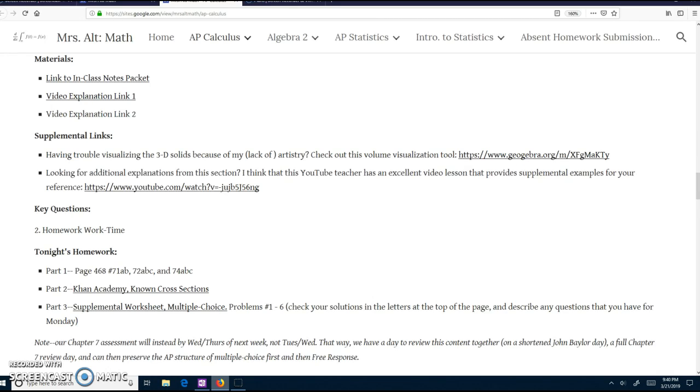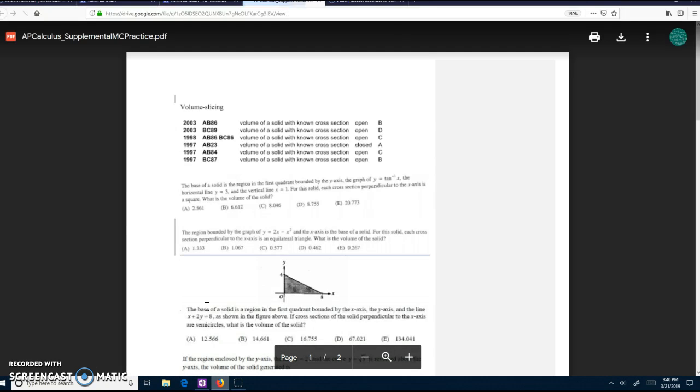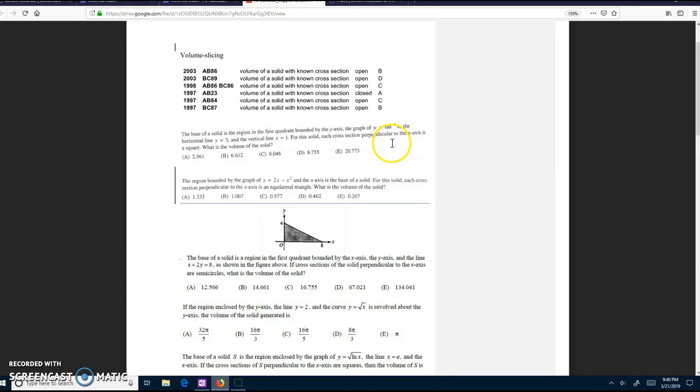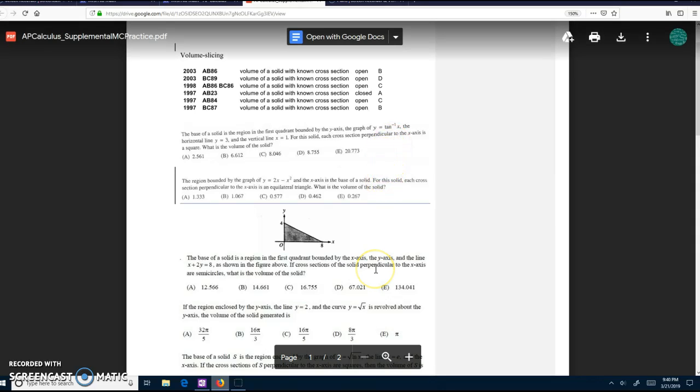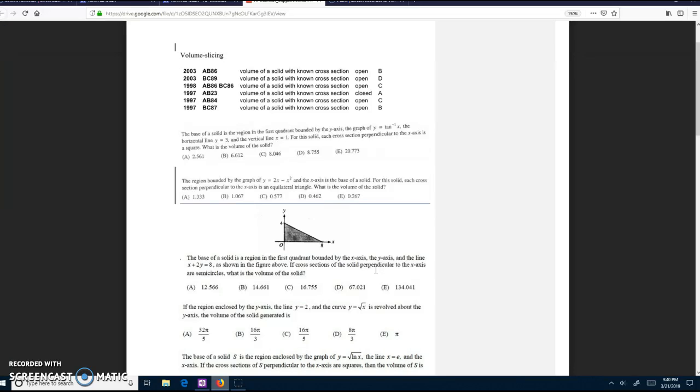And then you have this supplemental worksheet that's linked here. This is specifically, if I can open this up for you, a series of multiple choice problems from the AP exam. And so what I would like you to try are problems 1 through 6. That's going to be this first problem and the second problem and the third problem. And so see if you can visualize what cross-section is being constructed and then where you might have an upper function and a lower function as far as seeing what the area is, because that will give you your radius, or it will give you your side length, or it'll give you your hypotenuse.